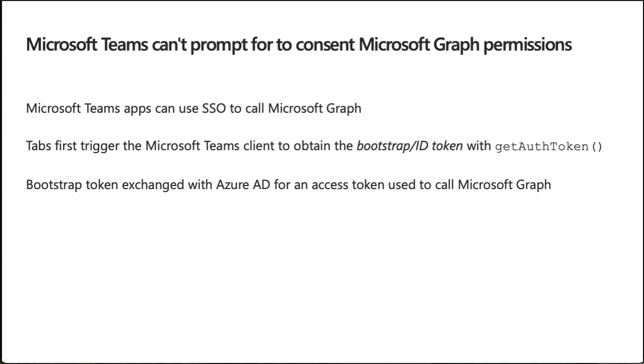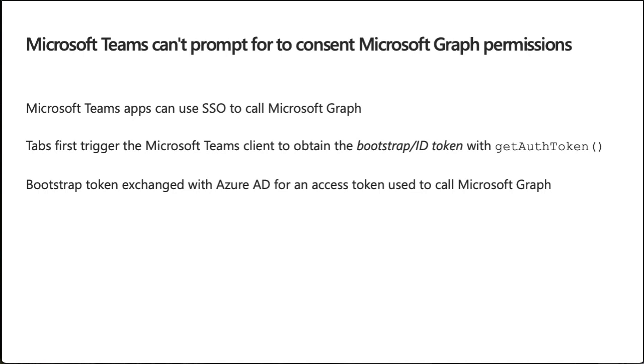But before we do that, I want to talk a little bit about Microsoft Teams as it relates to Microsoft Graph. It's worth noting that Microsoft Teams can only prompt for consent for one permission scope. It's called the profile scope, and it's an OpenID scope or permission. Microsoft Teams can't prompt the user to consent to any Microsoft Graph permissions.